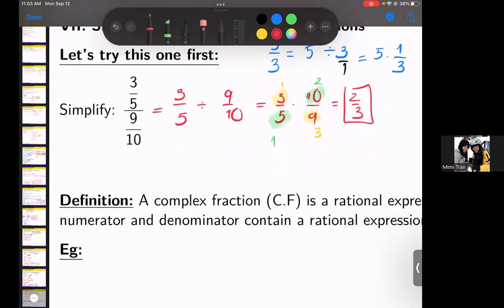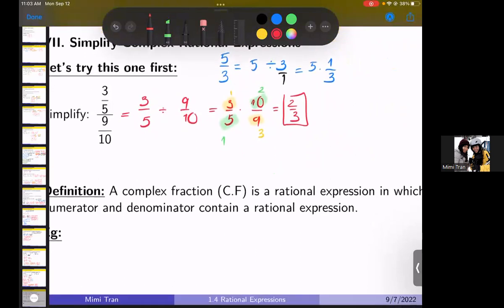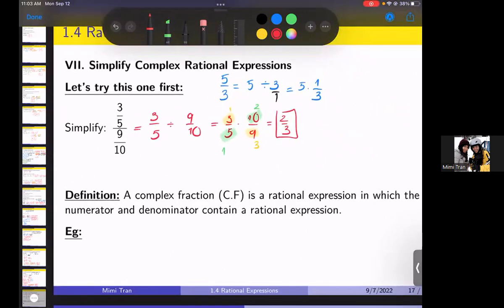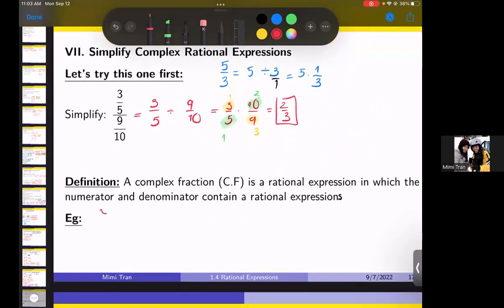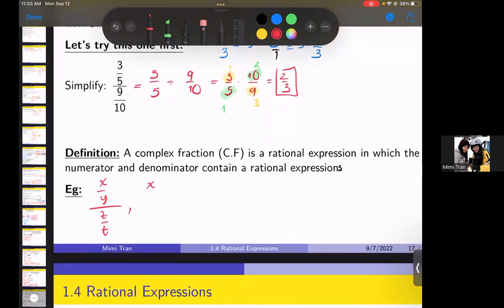So the formal definition of a complex fraction is that the numerator and denominator contain rational expressions. That's all. Maybe I should have put plural expressions. For example, I'll give you a few examples. Say I have x over y over z over t. So the numbers, I do letters now. Or maybe I'll make it slightly more complicated, just slightly, but it's the same family.